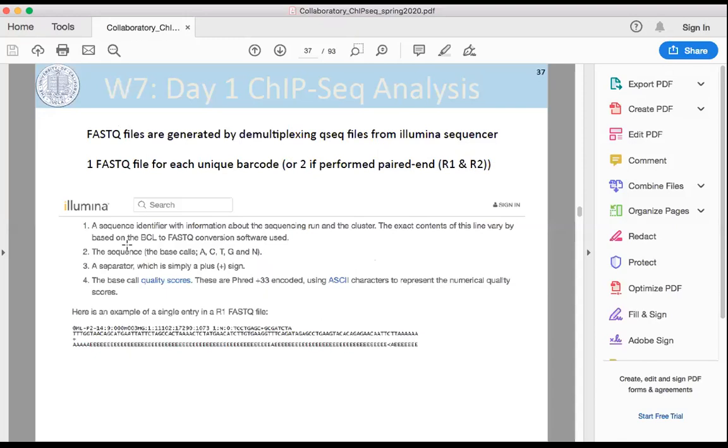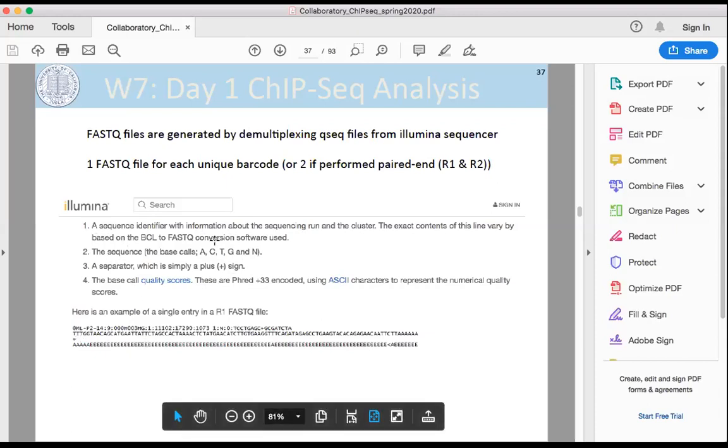What the FASTQ files contain is 4 lines per read. The first line is a sequence identifier. This isn't going to be very useful to us; it's just some information about the sequencing run and the cluster. The next line is the actual sequence that was called. The third line is a separator, which is always a plus sign. I'm not sure why. And the fourth line has information about the quality of the called bases.